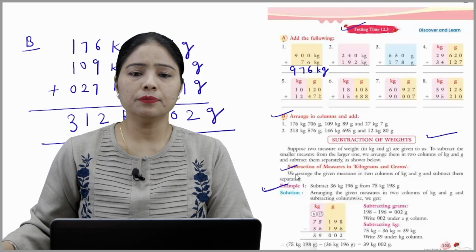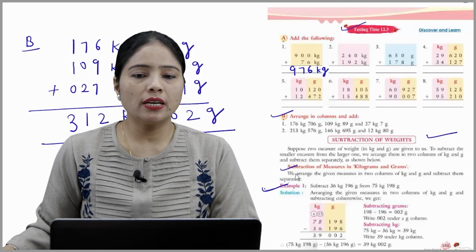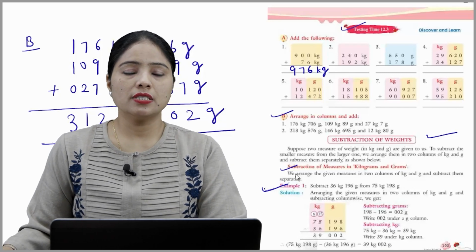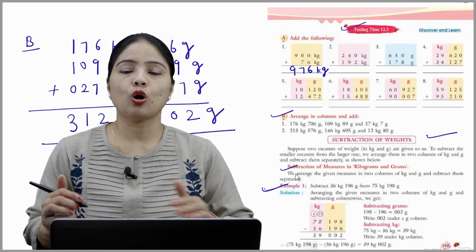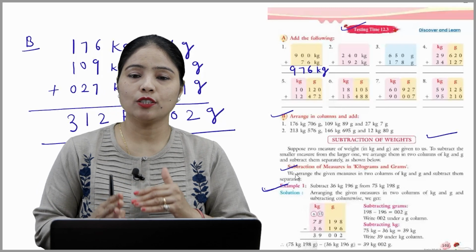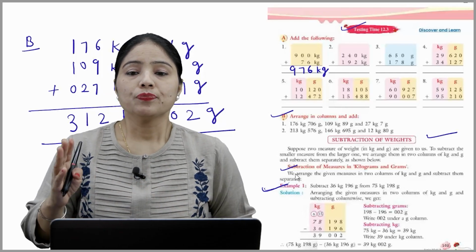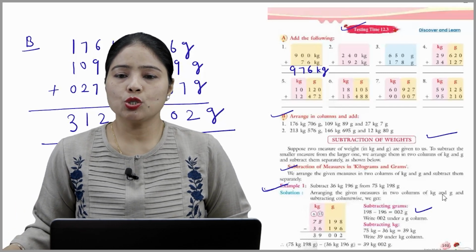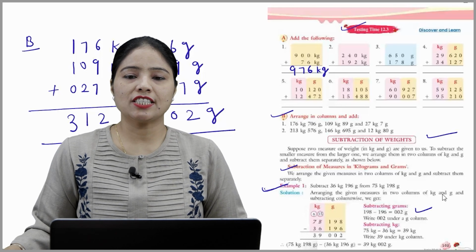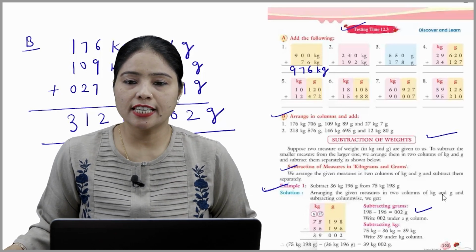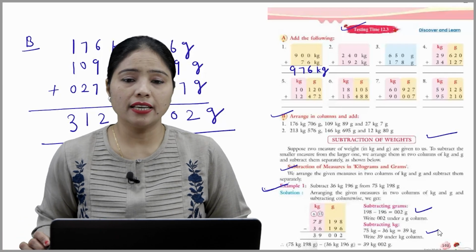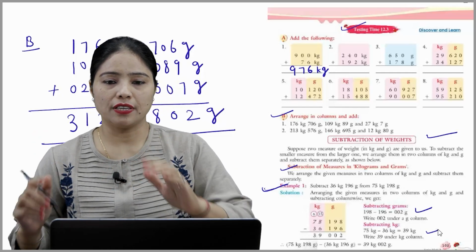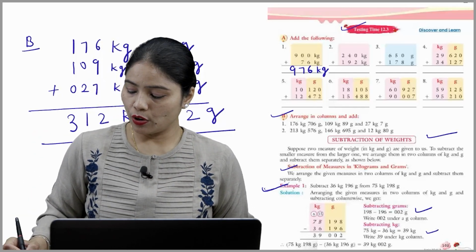Okay, कैसे करेंगे हम? Subtract 36 kg 196 gram from 75 kg 198 gram. Solutions: arranging the given measures in 2 columns of kgs and grams and subtracting column wise we get. क्या कैसे करेंगे? 198 minus 196 कितना मिला हमें? 2 gram. So write 2 under gram column. Now subtracting kgs. 75 kg 36 kg से minus करेंगे, so we get 39 kg. So we can say that 39 kg 2 gram is the answer of that one. Hope you understood. So now move on next beta.